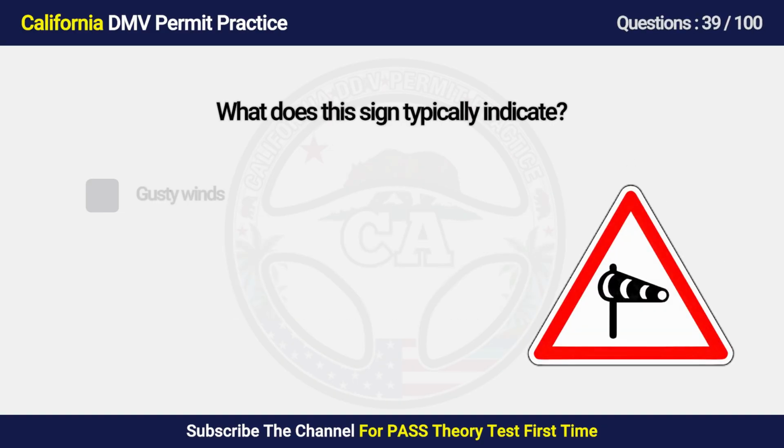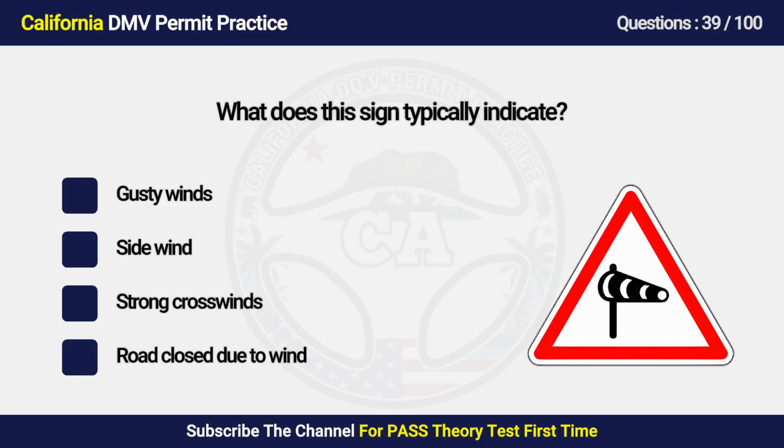Question 39. What does this sign typically indicate? A. Gusty winds. B. Side wind. C. Strong crosswinds. D. Road closed due to wind.